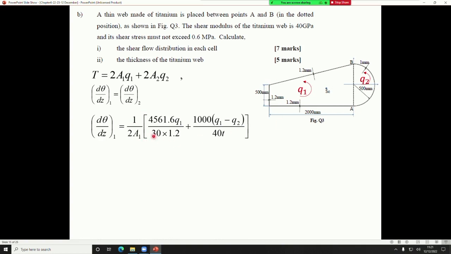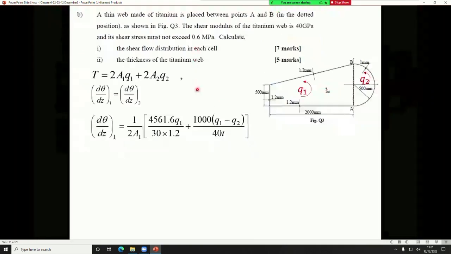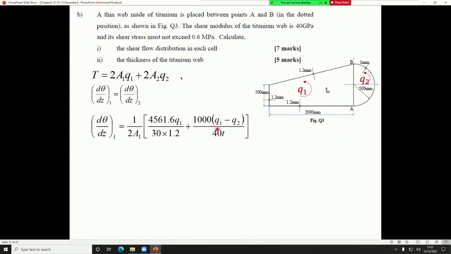Now, I'm not allowed to put G outside the integral. I've kept it inside. Because I'm going to equate the two equations, I haven't written 30 times 10 to the power of 3. Because I'm going to equate these two, I've written 30 and 40. If I want to calculate the rate, I have to say it is gigapascal, so both of them must be multiplied by 10 to the power of 3.